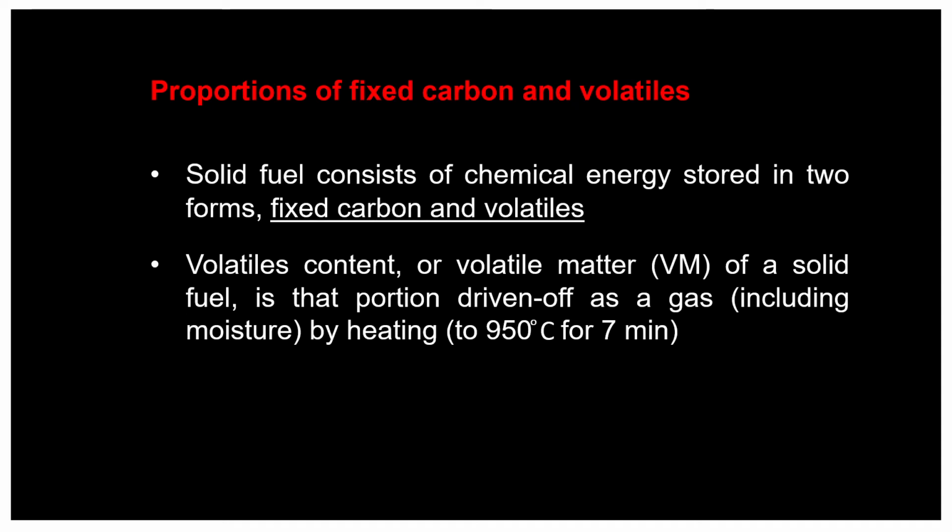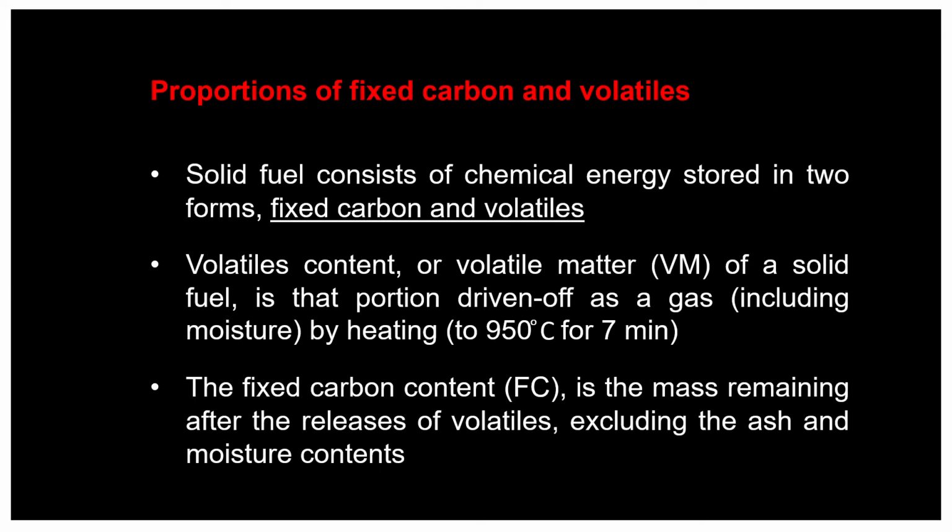Volatile content or volatile matter in a solid fuel is that portion which is driven off as gas, including the moisture, by heating the product to 950 degrees Celsius for almost 7 minutes. That is called the volatile content, and fixed carbon is the mass remaining after the release of the volatiles, excluding the ash and moisture content. We don't count the ash as part of the fixed carbon. Moisture content is always driven off when heated to 950 degrees Celsius for 7 minutes.